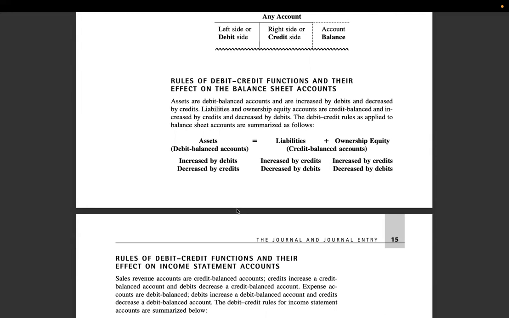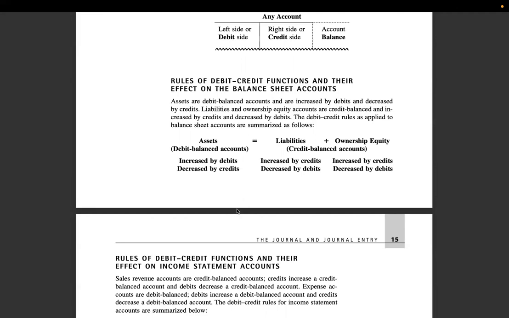The rules of debit credit functions and their effect on income statement accounts. Sales revenue accounts are credit balanced accounts. Credits increase a credit balanced account and debits decrease a credit balanced account. Expense accounts are debit balanced. Debits increase a debit balanced account and credits decrease a debit balanced account. The debit credit rules for income statement accounts are summarized below. Is that making sense to you?